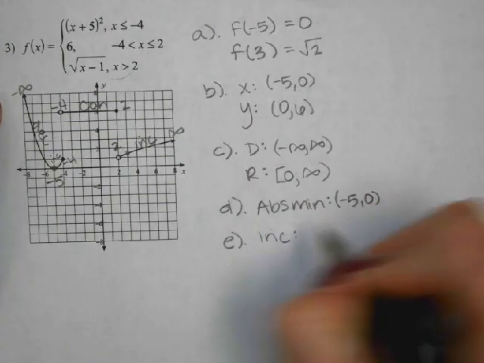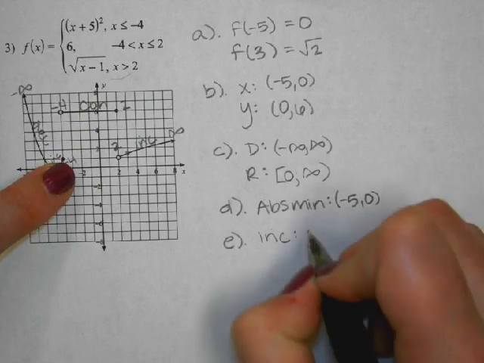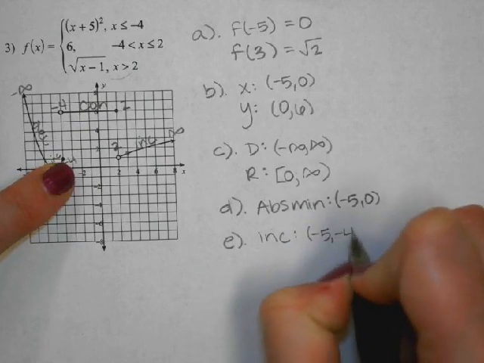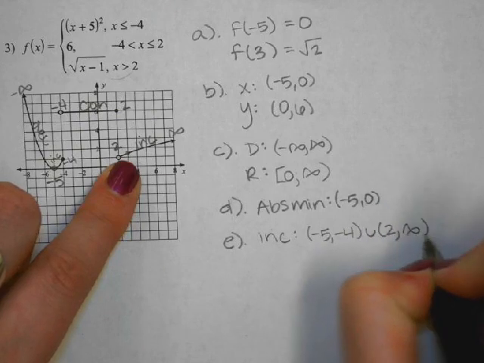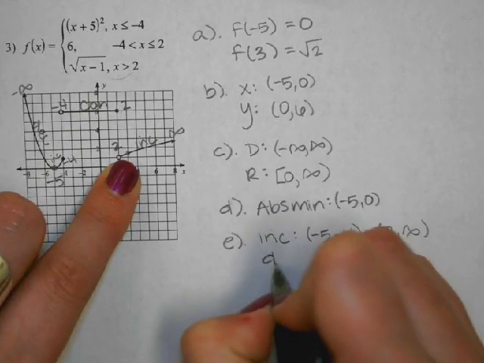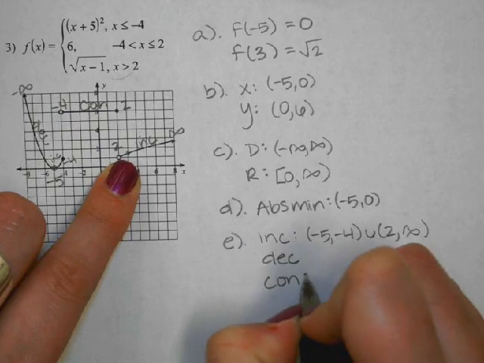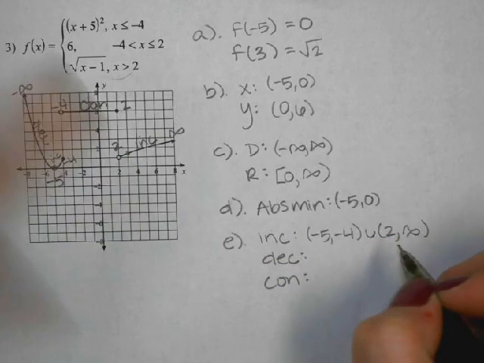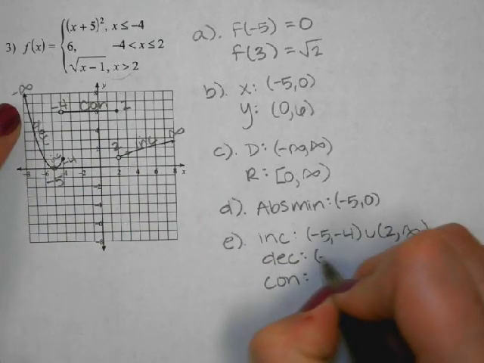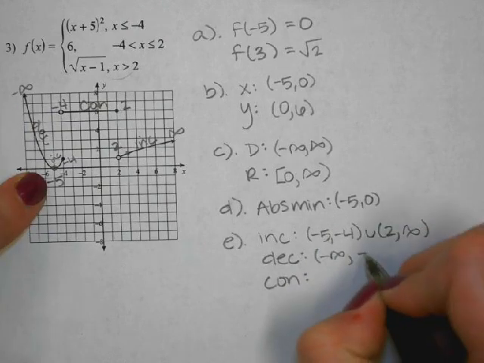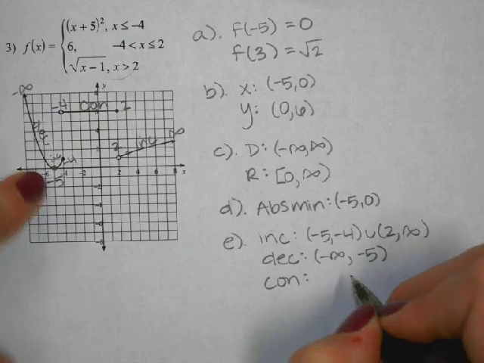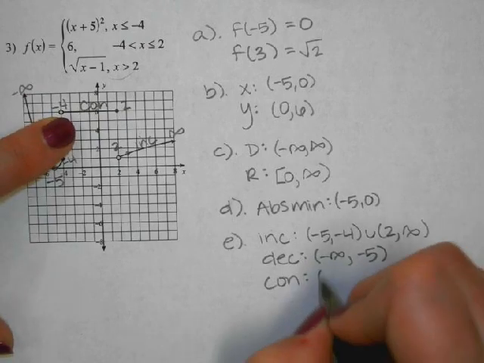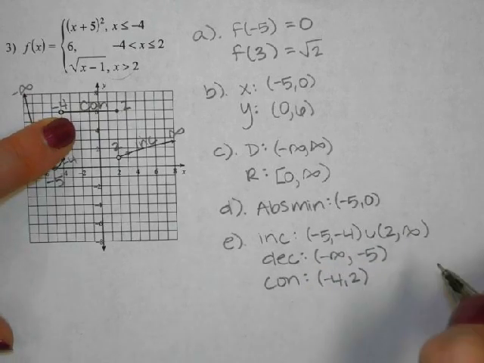My increasing interval was from -5 to -4, and from 2 to infinity. And remember, when I do increasing, decreasing, and constant, I do not use brackets. I've seen it done, but it's not very common. Yep, that was the only decreasing one. And then we only have one constant, -4 to 2. Okay.